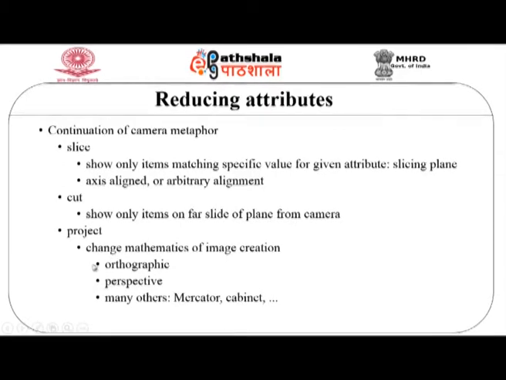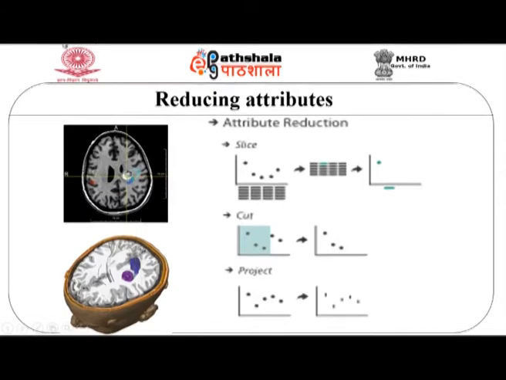The next one is a project. Project is changing the mathematics of the image creation. So you can have either orthographic projection or perspective projection, and there are various other projections like Mercator, cabinet, etc. So these are various examples of attribute reduction. Here in the case of slice, we can see how the entire object has been sliced, how the entire object has been cut, and only a part of it is being shown here.